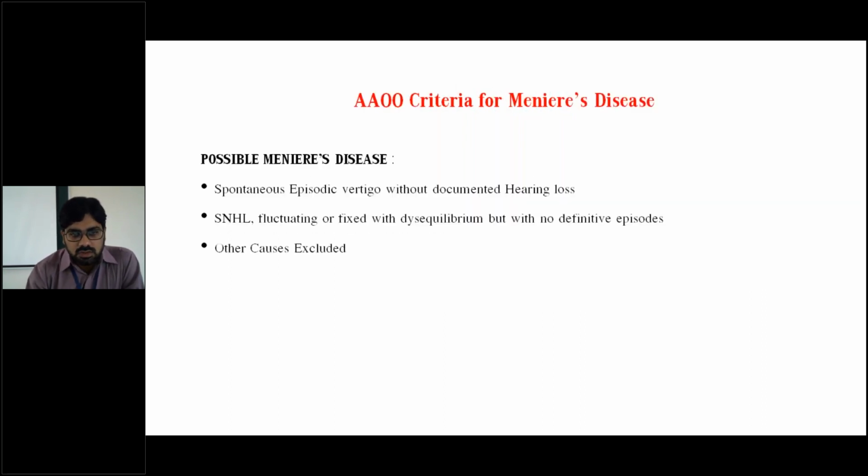Okay. So according to the AAO criteria, we have discussed possible, probable, and definite. The possible one is if you have spontaneous episodic vertigo without any documented hearing loss, or SNHL, fluctuating or fixed, with disequilibrium, meaning any vertigo but with no definitive episodes. An episode means it should last for some seconds, minutes, or hours. If there are no definitive episodes or no documented hearing loss, only vertigo, then you can call it possible Meniere's disease. Well, you have to exclude all the other causes.